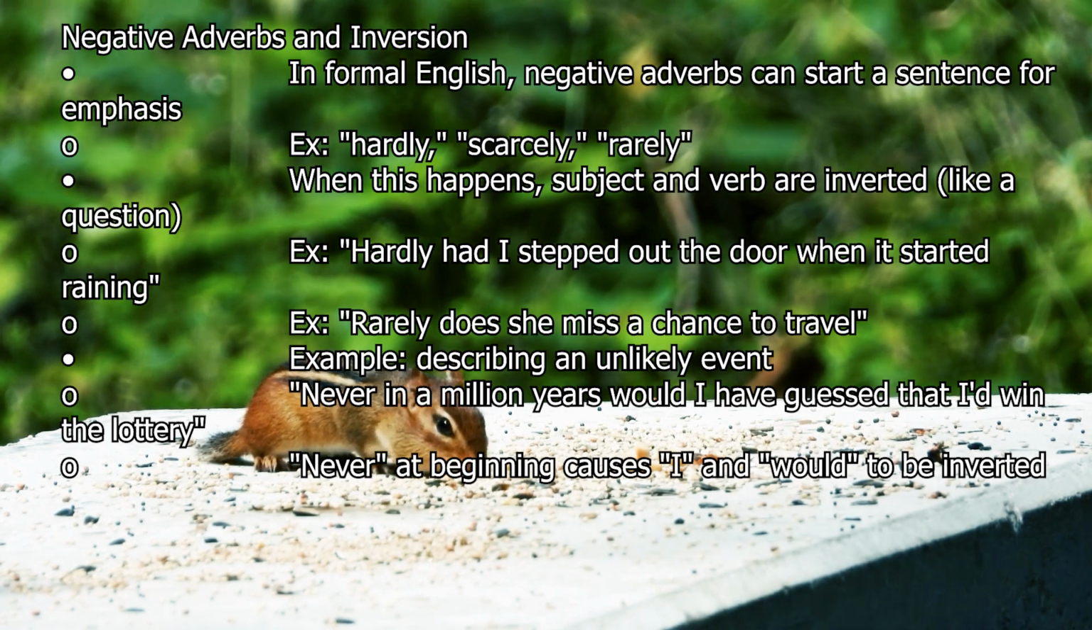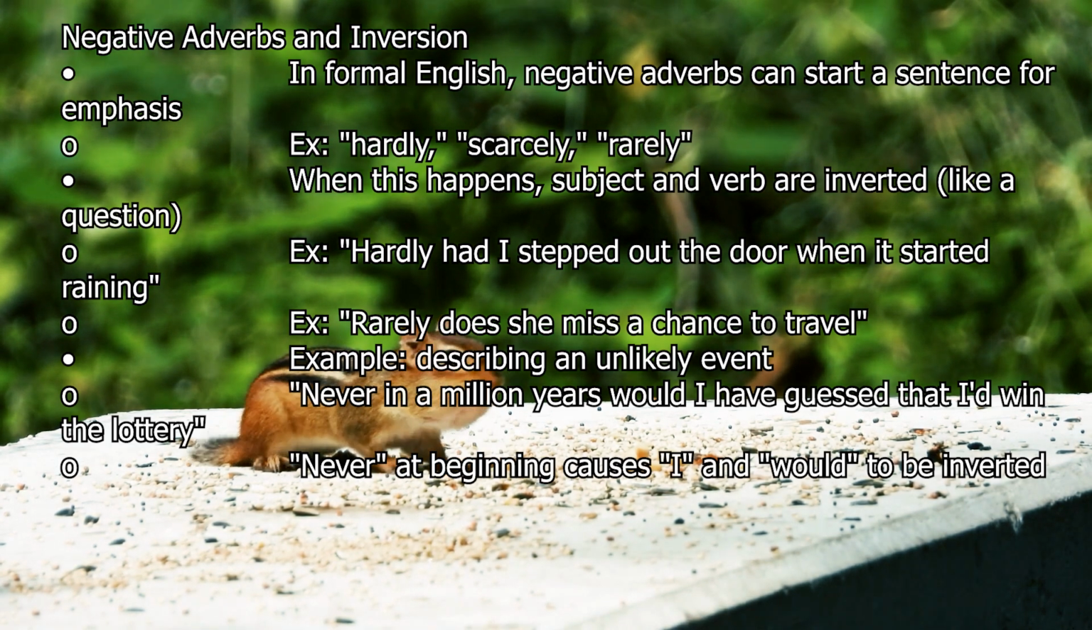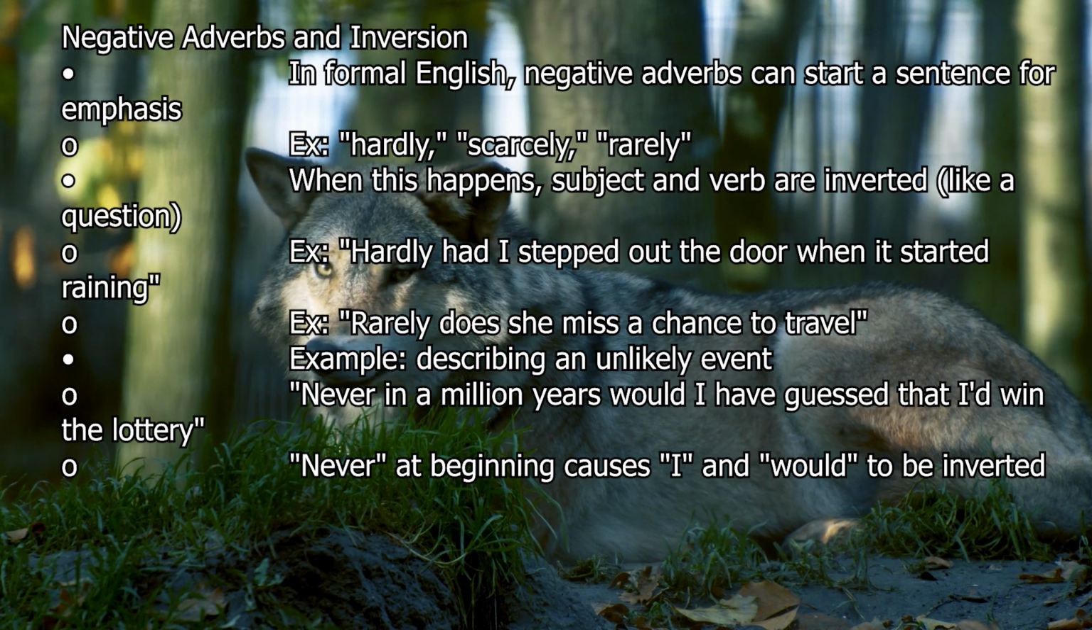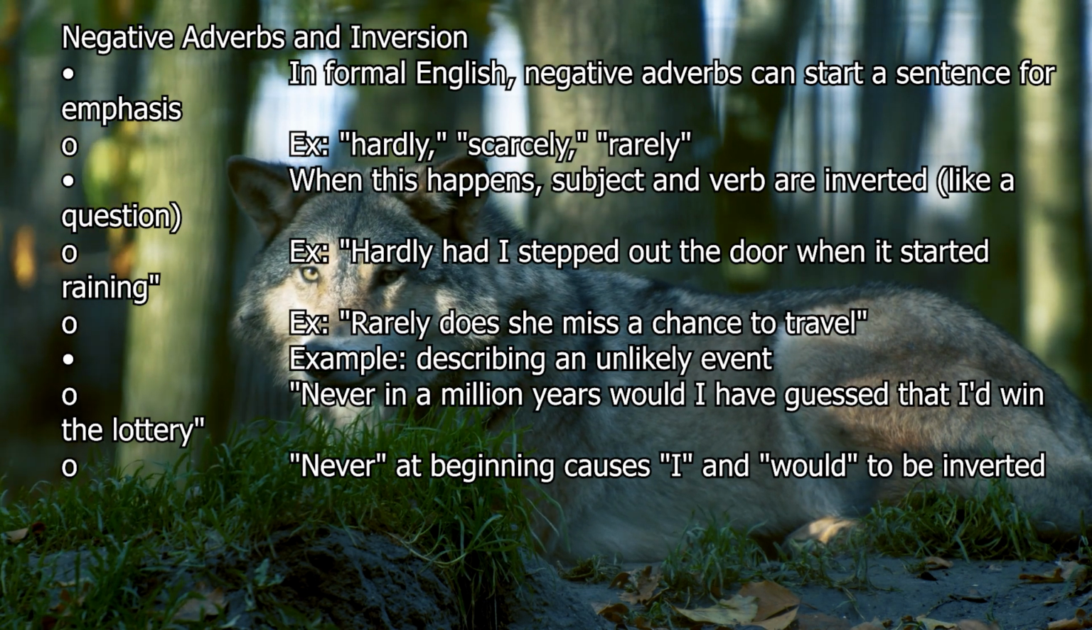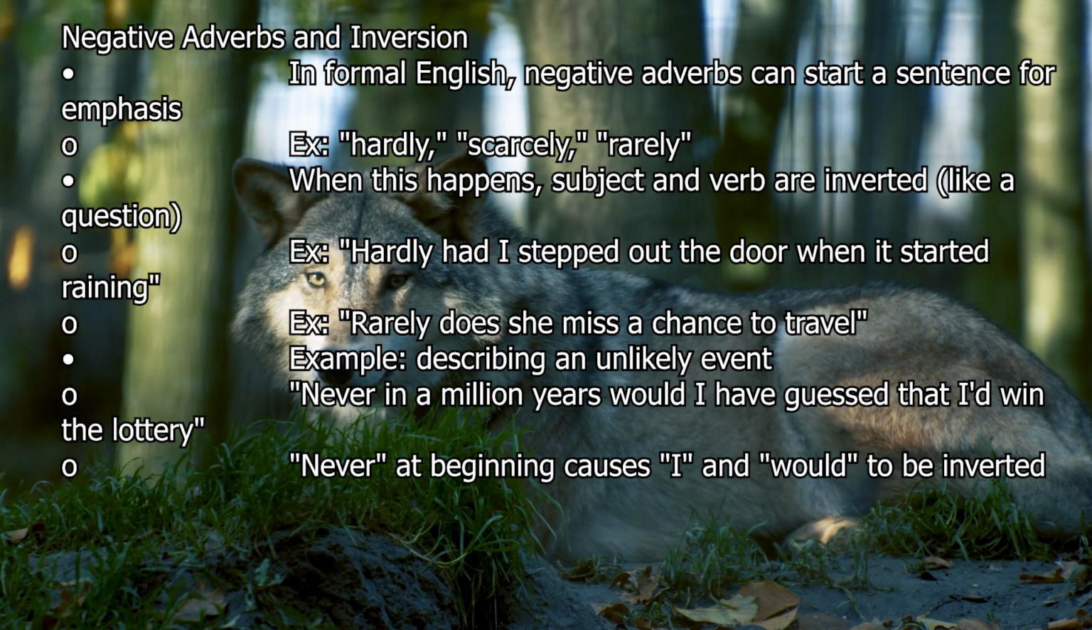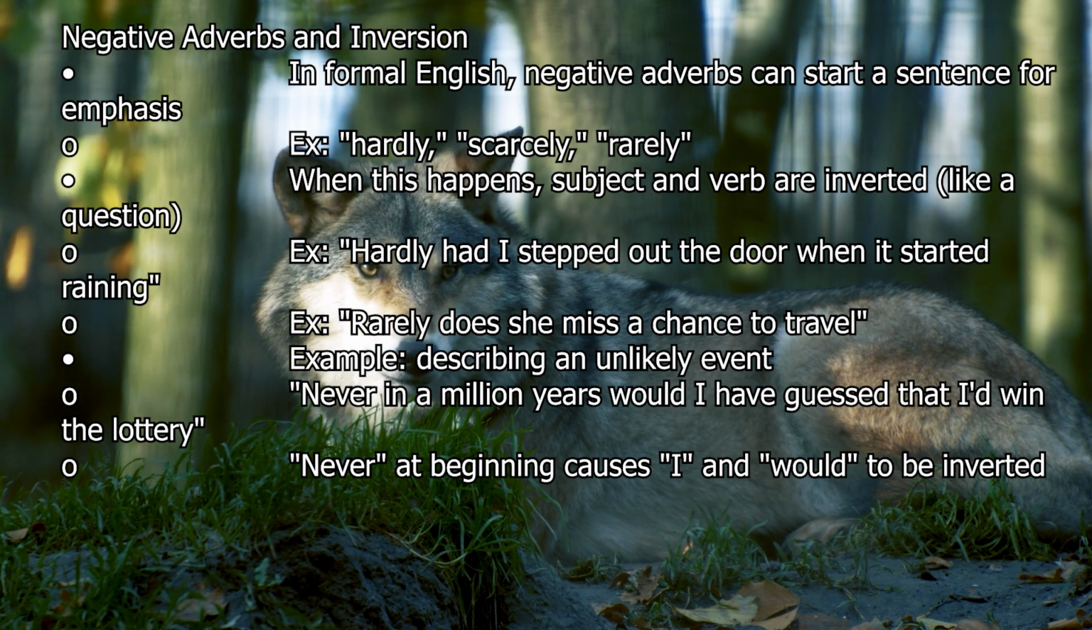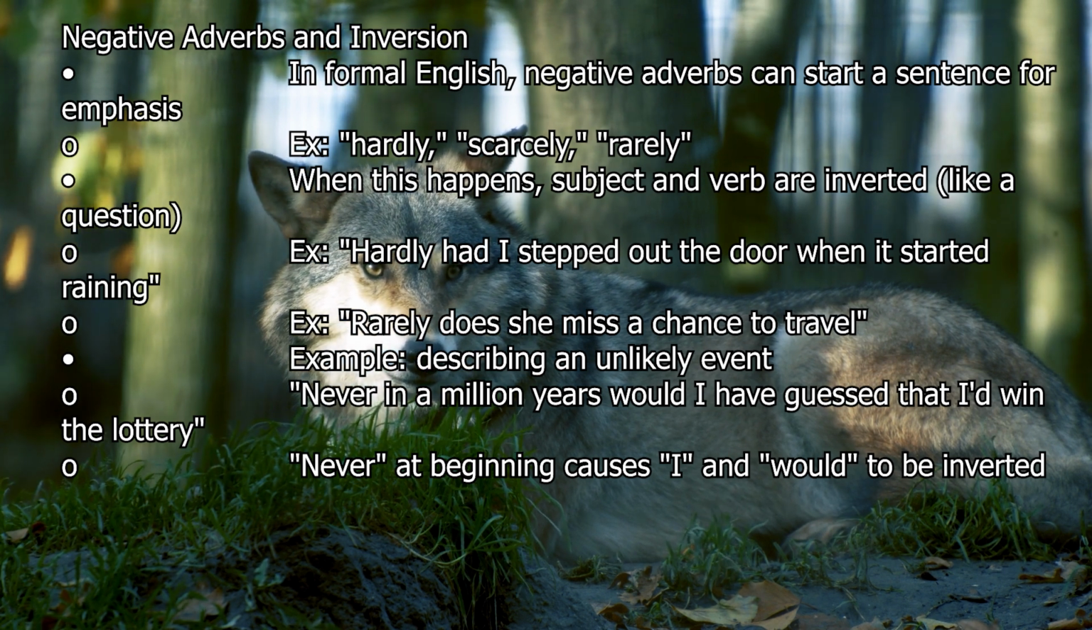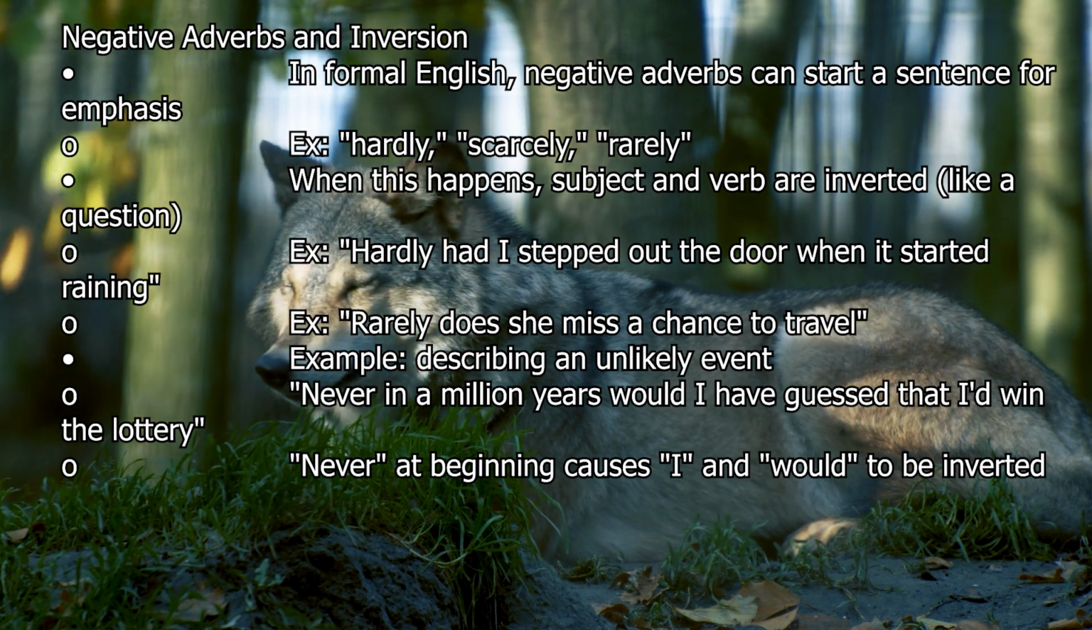Imagine you're describing a very unlikely event. You might say, never in a million years would I have guessed that I'd win the lottery. In this sentence, never is a negative adverb placed at the beginning, causing the subject I and the auxiliary verb would to be inverted.